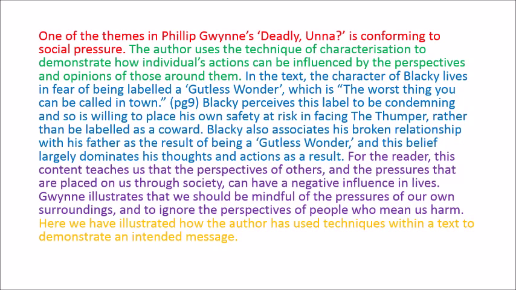One of the themes in Philip Gwyn's Deadly Unna is conforming to social pressure. The author uses the technique of characterization to demonstrate how individuals' actions can be influenced by the perspectives and opinions of those around them. In the text, the character of Blackie lives in fear of being labelled a gutless wonder, which is the worst thing you can be called in town. Blackie perceives this label to be condemning and so is willing to place his own safety at risk in facing the thumper rather than be labelled as a coward. Blackie also associates his broken relationship with his father as the result of being a gutless wonder, and this belief largely dominates his thoughts and actions as a result.